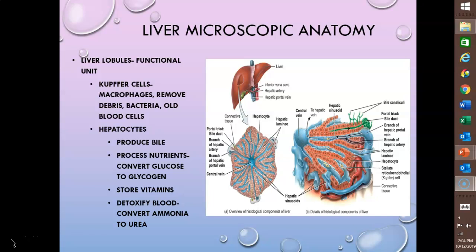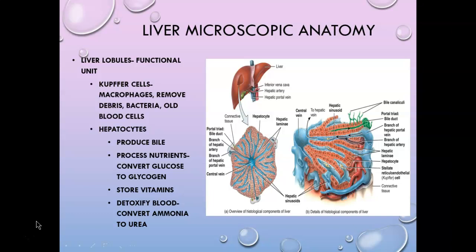Now, the hepatocytes are going to be the ones producing the bile. They also convert nutrients, such as glucose, into the storage molecule, long-branched glycogen, help to store vitamins, and detoxify blood by converting ammonia to urea. And we'll look a little more closely at some of these functions when we move into a slide that's coming up in one or two.